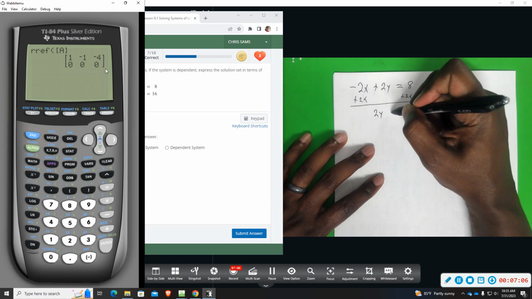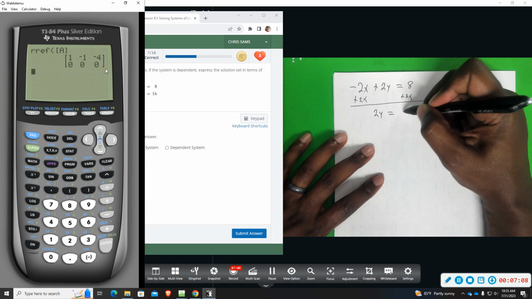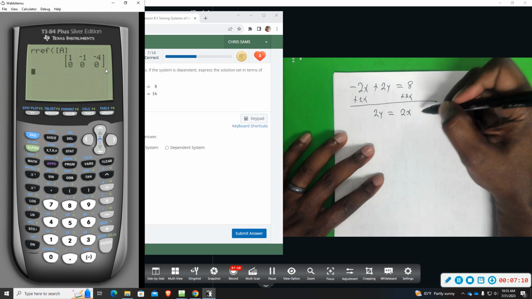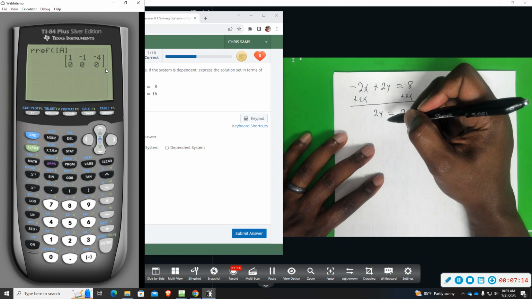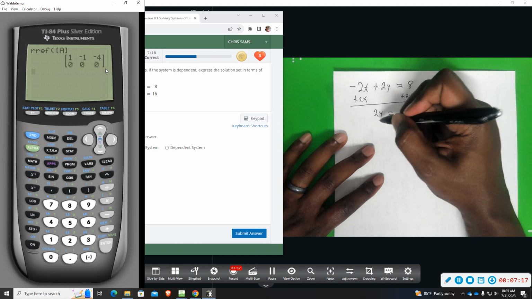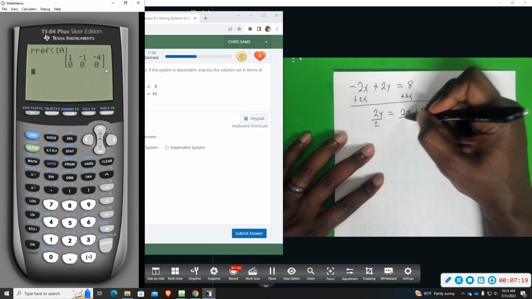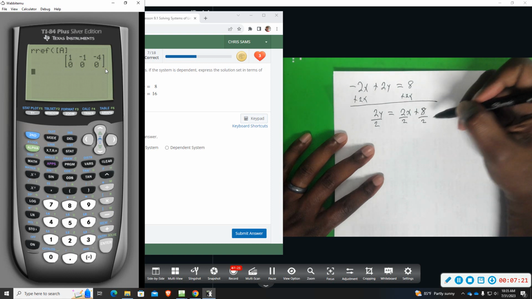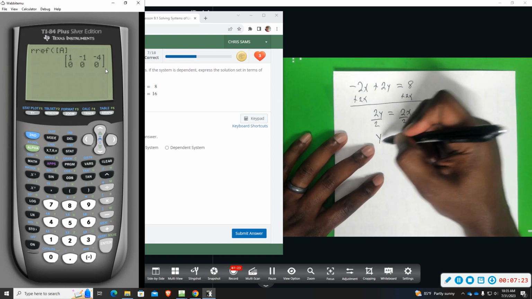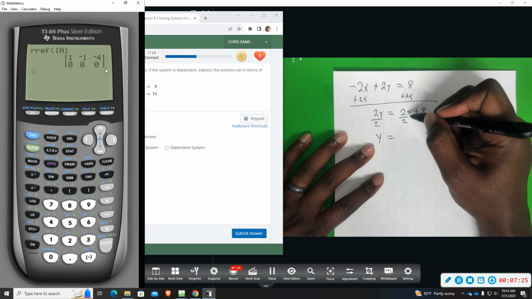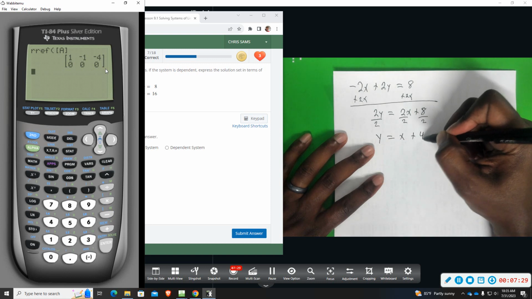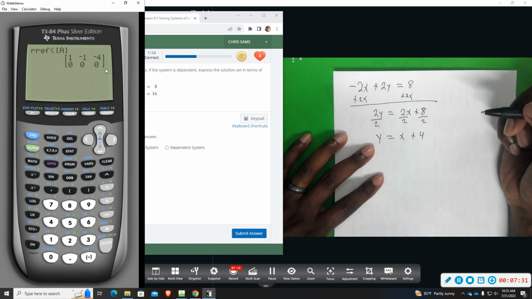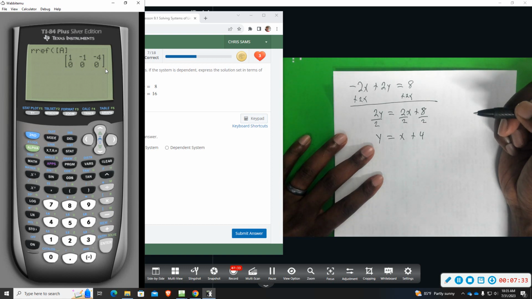Bring this down. Well, sorry, bring 2y down. 2y equals 2x plus 8. Divide by 2. And that gives me y equals x plus 4.